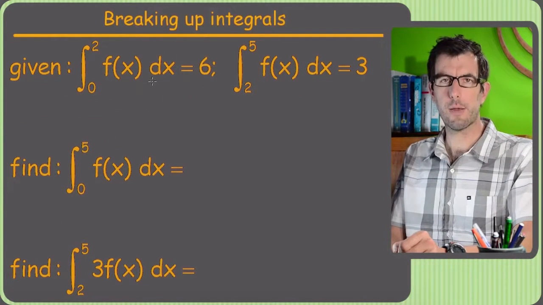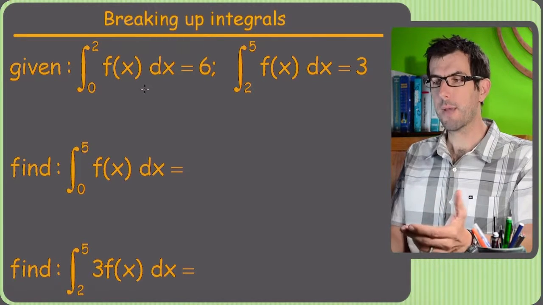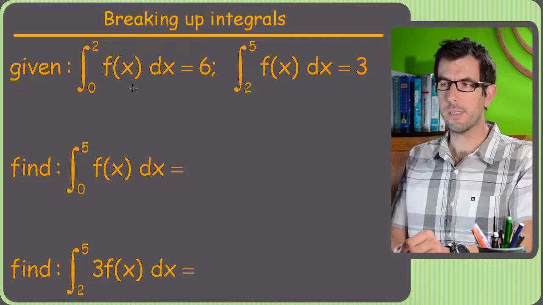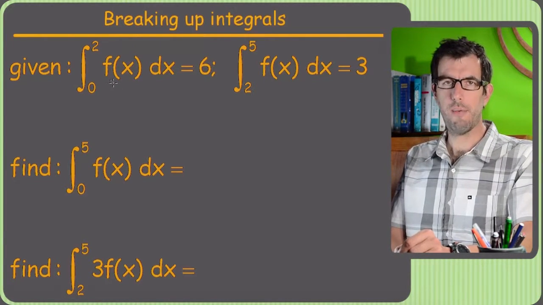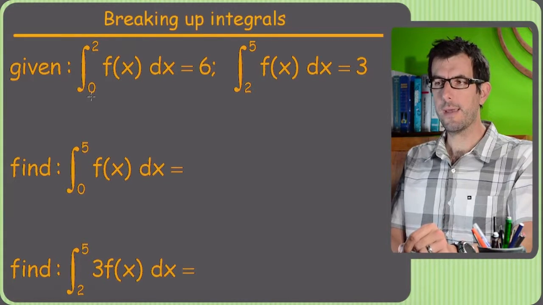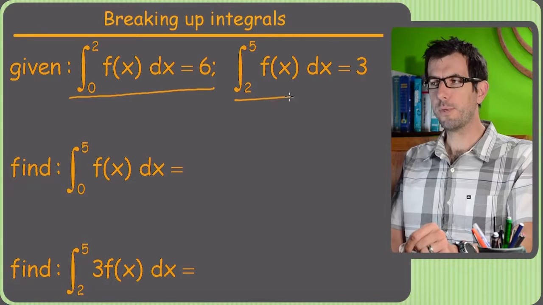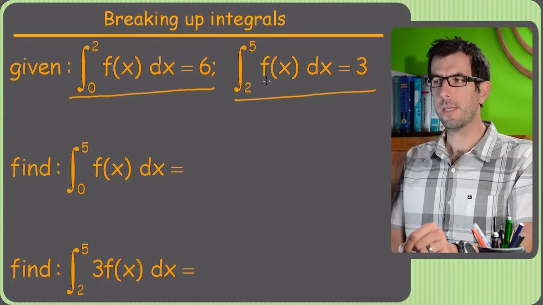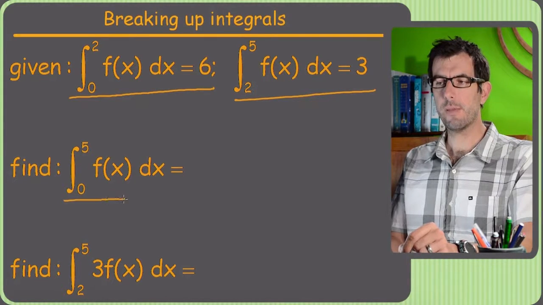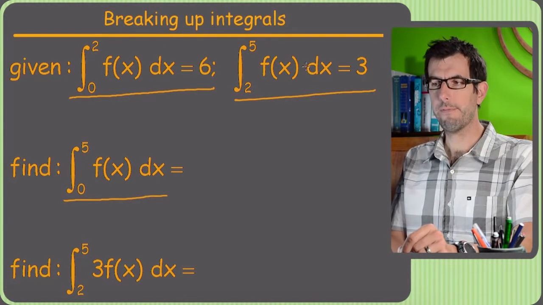All right, so let's just take a crack at a couple of examples with actual numbers. So this is the way they tend to give you these questions. They won't tell you the function itself. They won't give you x squared minus 6x and that kind of junk. They'll just tell you, hey, the integral from 0 to 2 is 6, and the integral from 2 to 5 of that same function is 3.